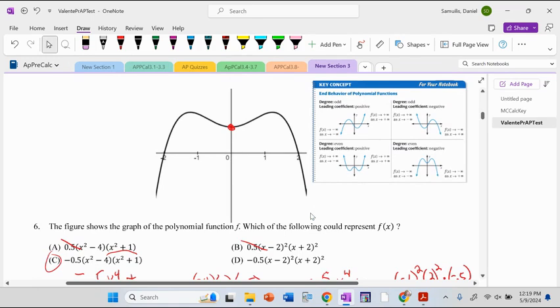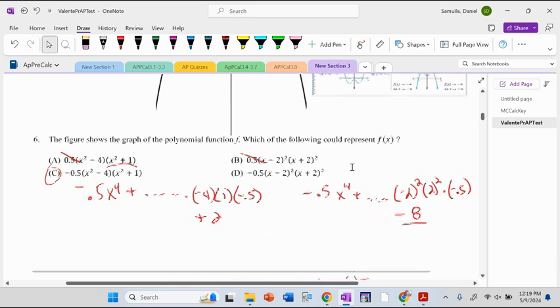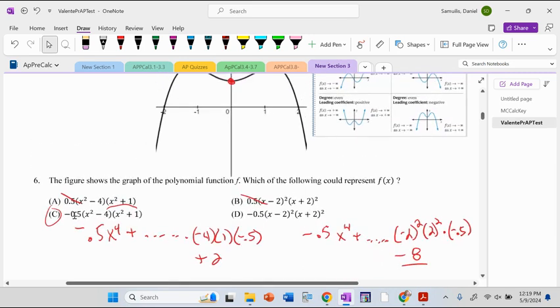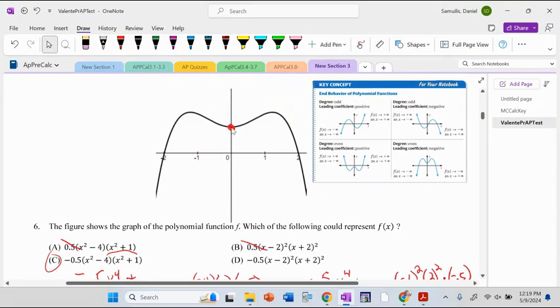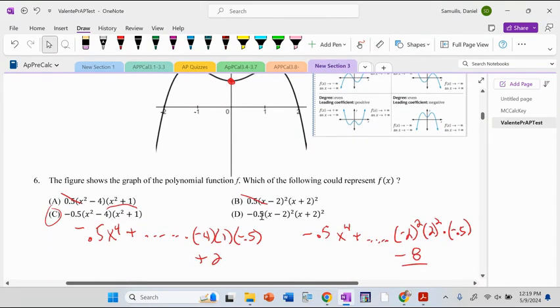End behavior again, and we're in that fourth one here again. Little tricky, though. This does mean this is a negative x to the fourth. So if I FOIL this out, of course, this would be x to the fourth times negative 0.5. But here's the kicker. The y-intercept would be negative 4 times 1, negative 4, but then negative 0.5 times that. So that gives me a y-intercept of 2, because this one is also a negative x to the fourth. If I FOIL this, this would be x squared minus 4x plus 4.